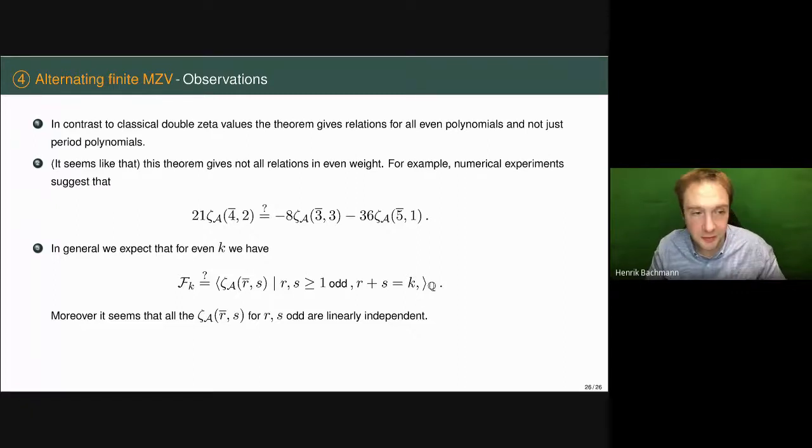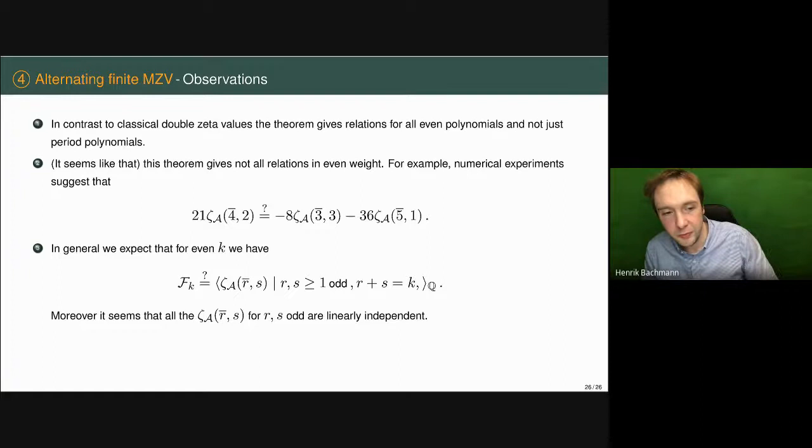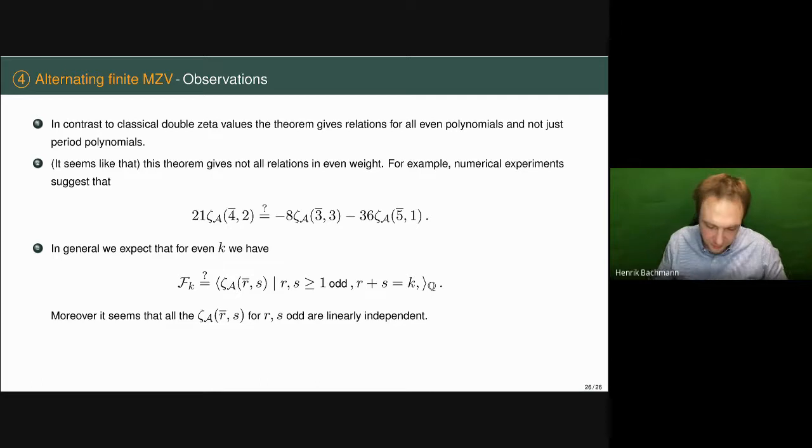But the second statement is that there seem to be more relations, some of which we cannot prove in this even weight case for these bar versions. For example, this relation in weight 6, I still cannot prove, and it doesn't follow from the theorem before. In general, we expect that this space F_k is spanned by all these finite alternating double zeta values where both entries are odd. Moreover, we expect that they are linearly independent, and therefore they form a basis of this space. But this is still a work in progress.